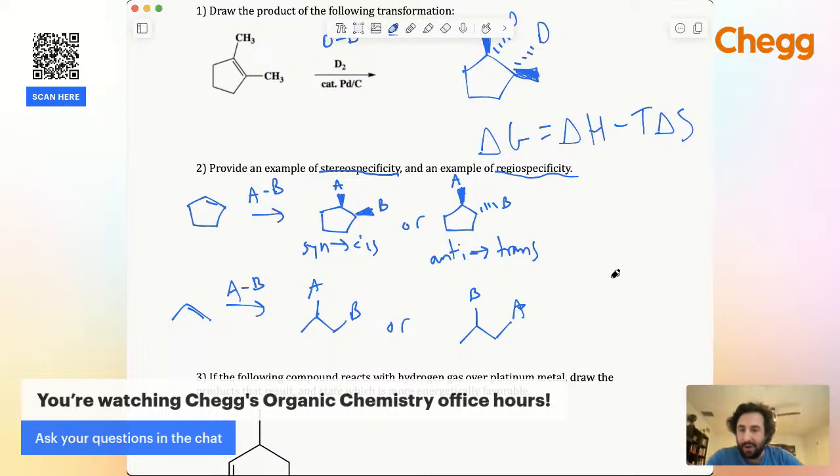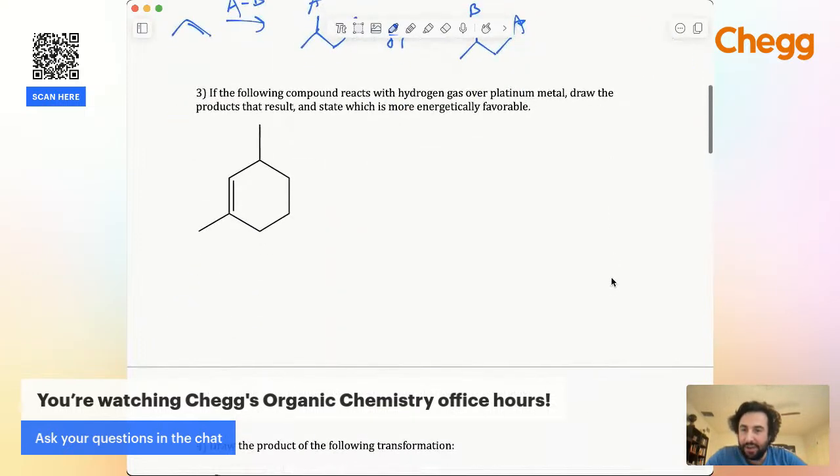Okay. All right, let's go to the next one. Number 3: if the following compound reacts with hydrogen gas over platinum metal, draw the products that result and state which is more energetically favorable. So we're doing H2 over Pt, palladium, platinum. There are multiple catalytic surfaces that will promote this.